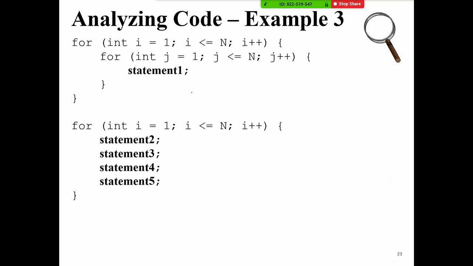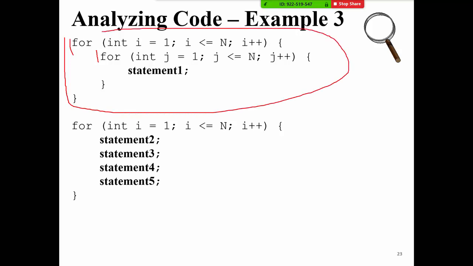Now, look at this example 3. You have 2 nested for loops, one for loop and another for loop, nested in each other. What is the time complexity for this one? I look at the index. i is equal to 1, j is equal to 1. This will run up to n, and this will run up to n. So this statement, in the worst case, will be executed n squared times.